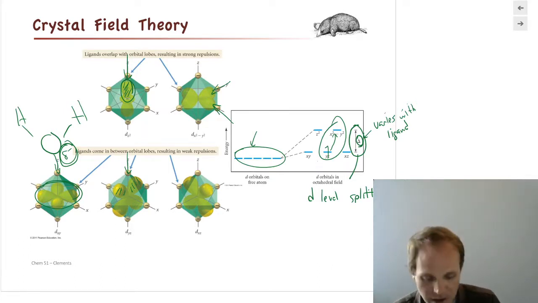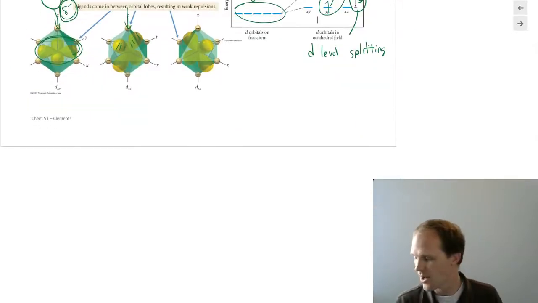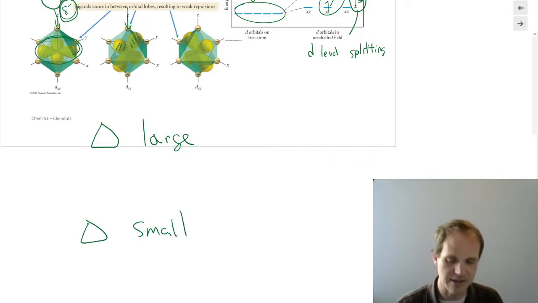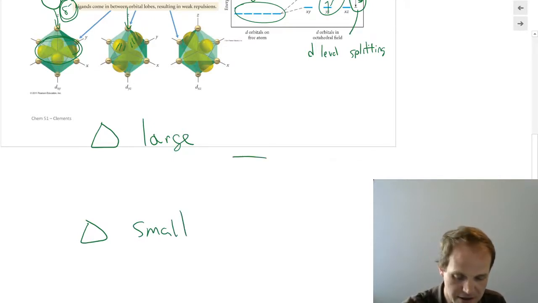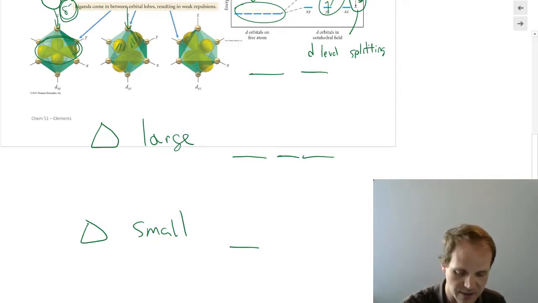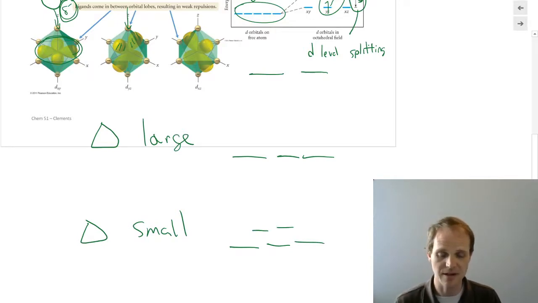So what are we going to do with this? Well, there's a few things we're going to do. We're going to do some language here. Delta is large and delta is small. So if we've got a large delta, we've got these 3 d's down here. There's a huge gap to go up to the next one. If we've got a small delta, there's a relatively small gap to go on to the first one.